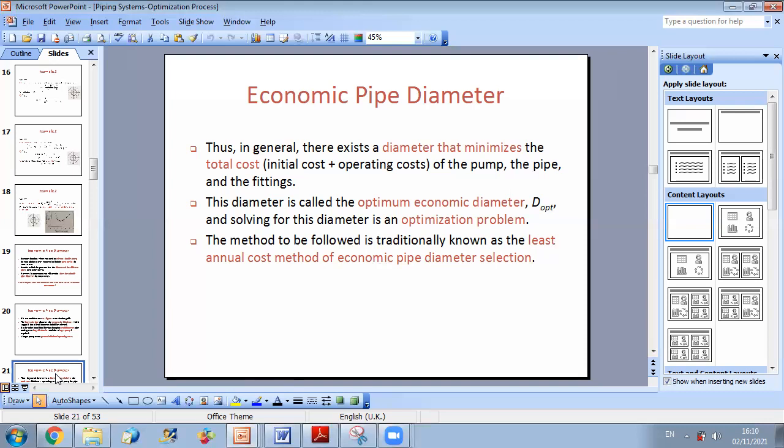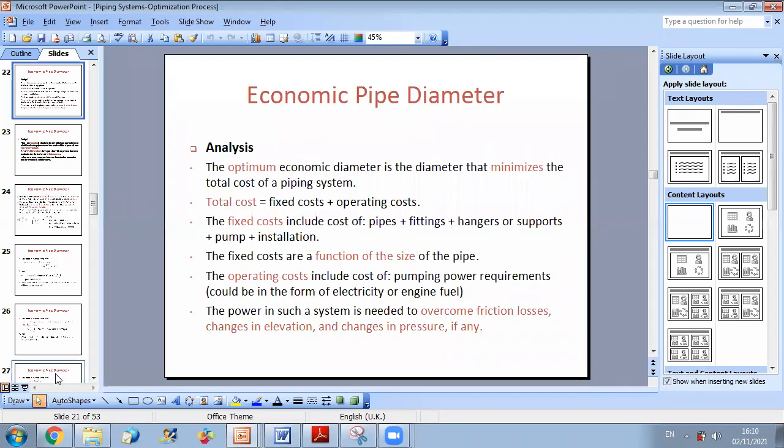We will develop this method together, and we can use its final result. But it's good to understand the development, because I can give you a similar problem and you should go through the whole procedure to find the optimal diameter. So let us perform the analysis. If you want to find the optimum economic diameter that minimizes the total cost, the first step is to write the expression of the total cost. So we should know the fixed costs and the operating costs. The fixed costs include, for example, the cost of pipes, fittings, supports, pump, installation, etc.